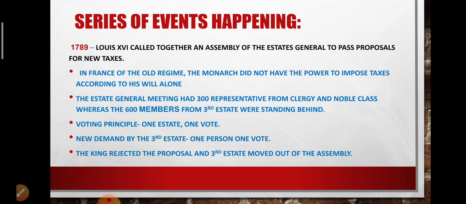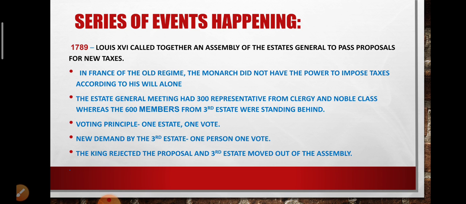In France of the old regime, the king could not impose new taxes on his will alone. So he called a meeting of the Estates General, which included people from all three estates. It was the 5th of May 1789 when the meeting of the Estates General was called. There were 300 members from each of the clergy class and the noble class, and they were sitting in rows facing each other, while the 600 members of the third estate were standing behind.